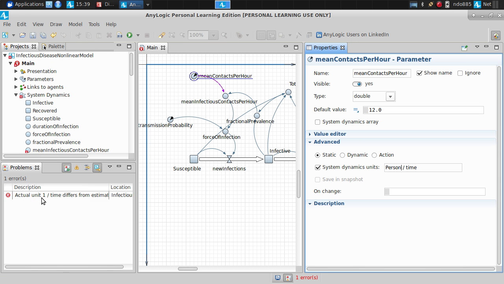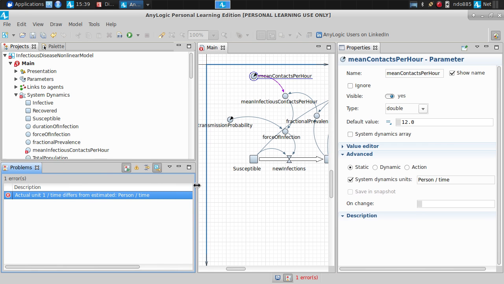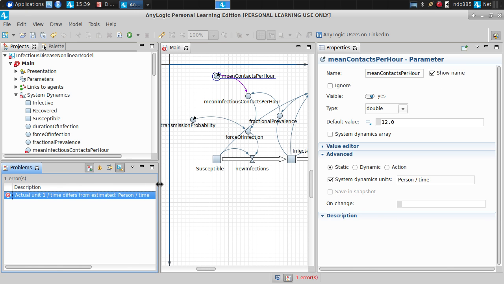And it says actual time 1 over time differs from estimated persons per unit time. So it's telling you, wait a minute, to be consistent, this has to be 1 over time, but you've told me person over time. So it's telling us that there's an error here. So is your software working the same as this? Okay, good.